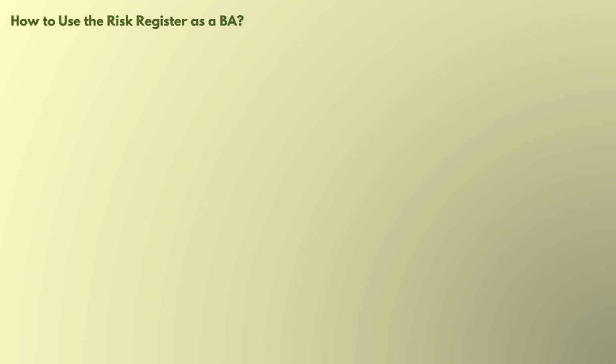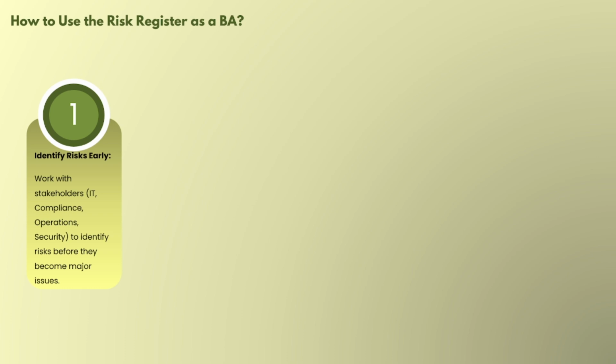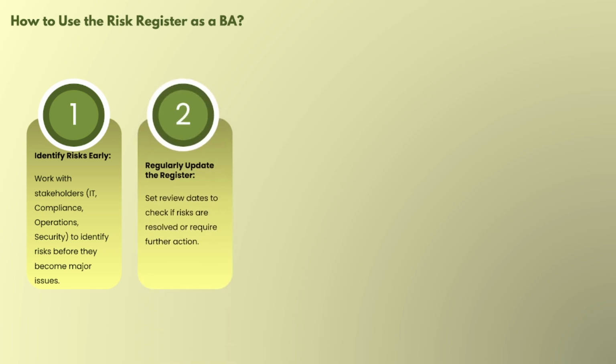Let's see how to use the risk register as a BA. Identify risks early: work with stakeholders like the IT team, compliance, operations, and security to identify risks before they become a major issue. Then update the register for regulatory updates. Set review dates to check if risks are resolved or require further actions.